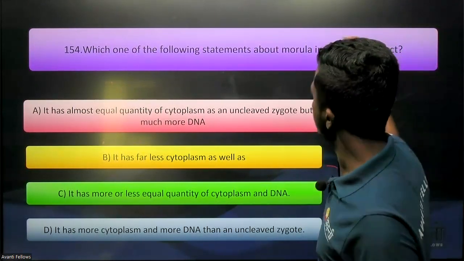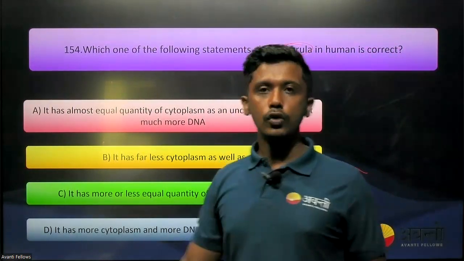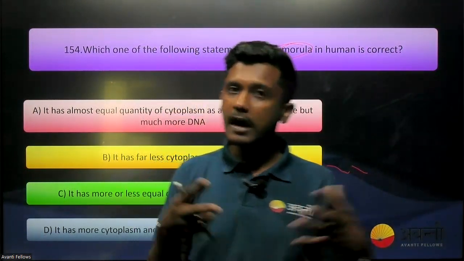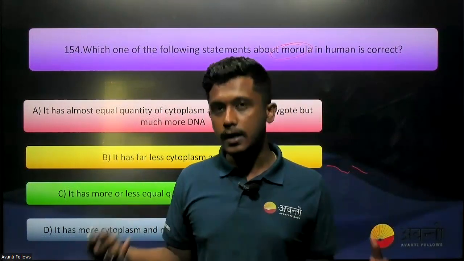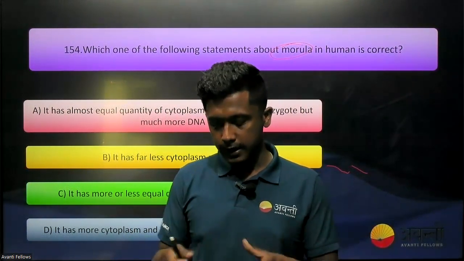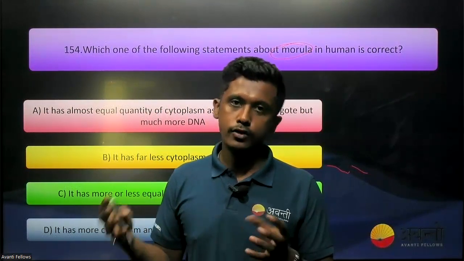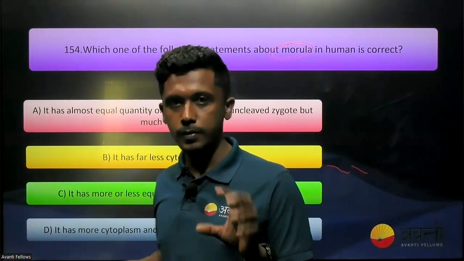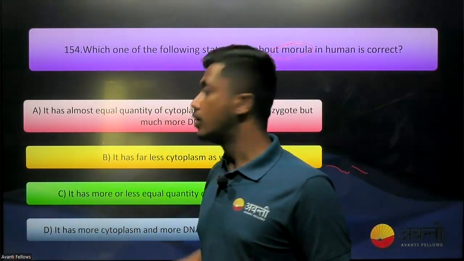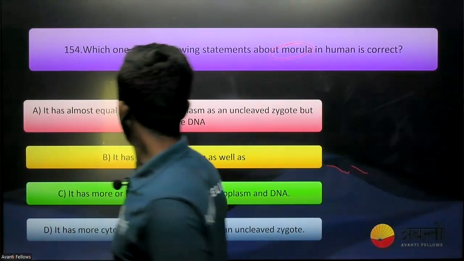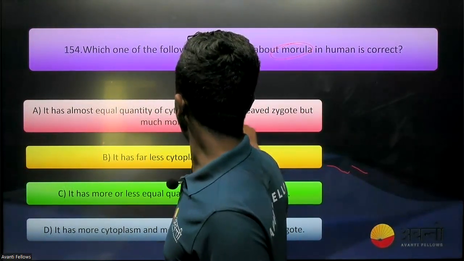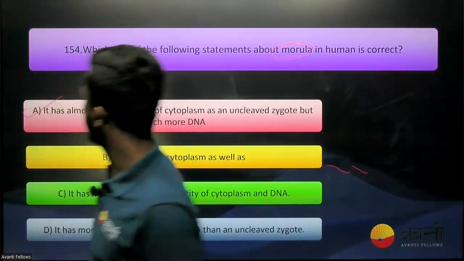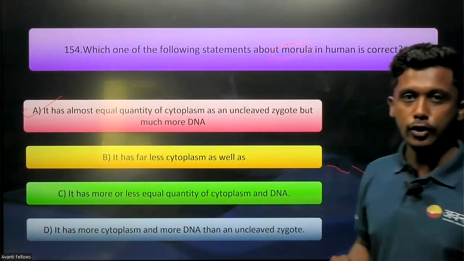So when we talk about the formation of morula, we know that the zygote goes into a division, and this division is cleavage. The cytoplasmic volume does not increase, the nuclear quantity increases, and the cytoplasm keeps on dividing into 2, 4, 8, etc. And this is called the morula, where no extra cytoplasm is created. Only the DNA will be more. So it has almost equal quantity of cytoplasm as an uncleaved zygote, but more DNA. So this is the correct option with respect to morula.